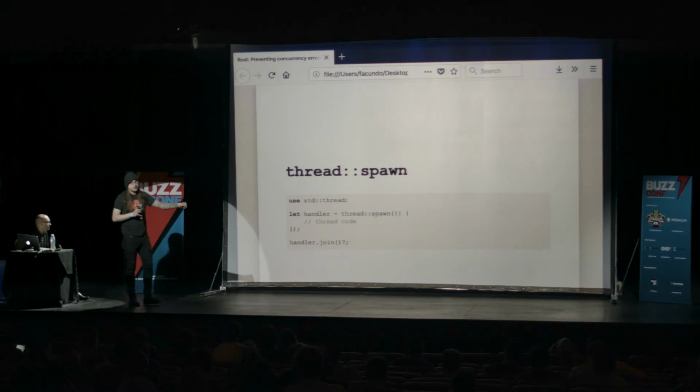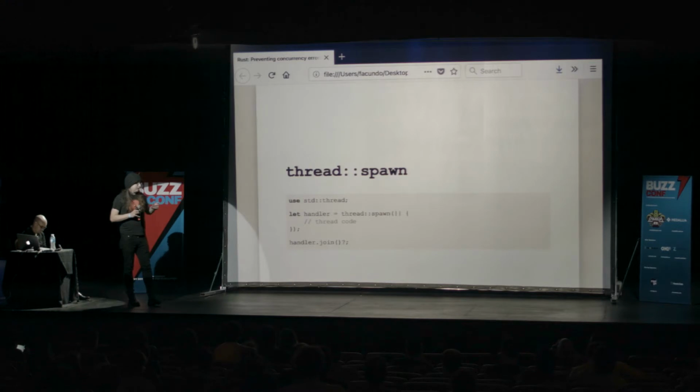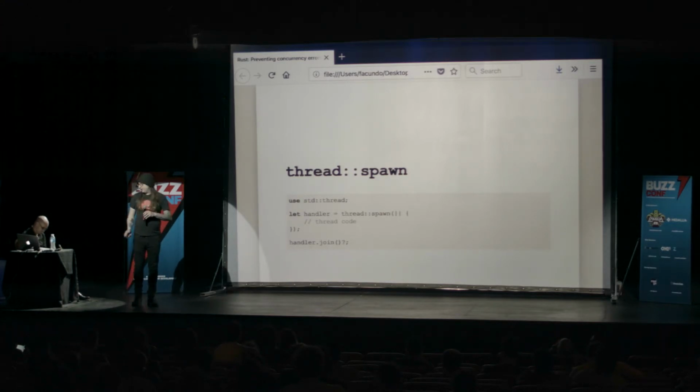You pass a closure to this function, it runs that closure in another thread, and then at some point later, you say, okay, I want to make sure this thread is joined by here.